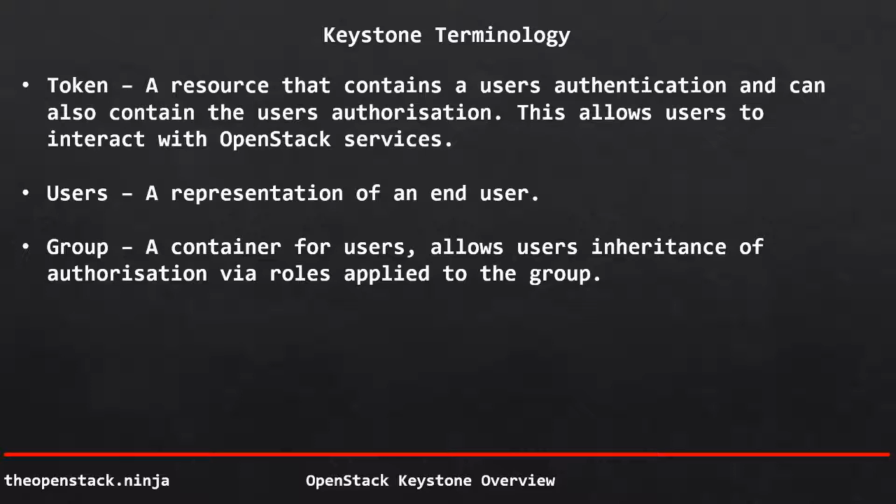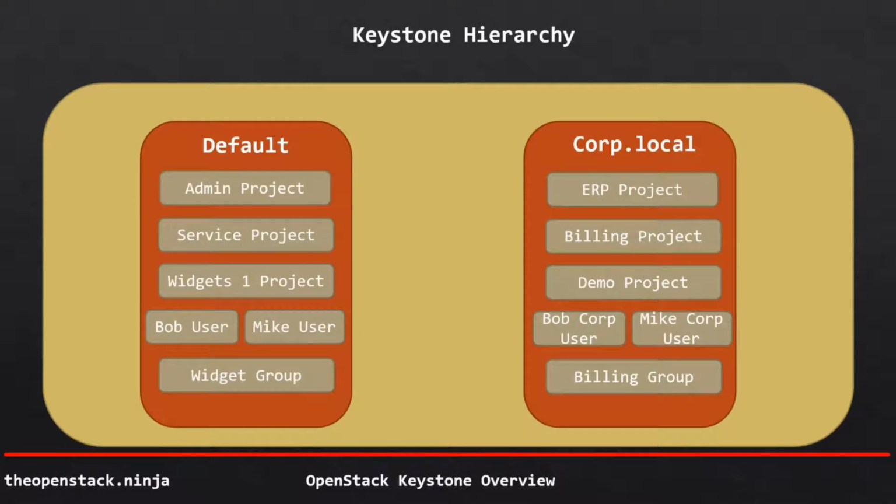So that covers the basic Keystone terminology that you'll need to understand in order to understand how Keystone operates. So very quickly, let's just talk about Keystone hierarchy. It's not that difficult. Generally, the light yellow color would be a system. Inside a system you would have either a default domain or multiple domains. So here we've got a default domain. Inside the default domain we've got 3 projects: admin, service and widgets 1. And then we have a Bob user, a Mike user and a widget group. They all exist inside that default domain.